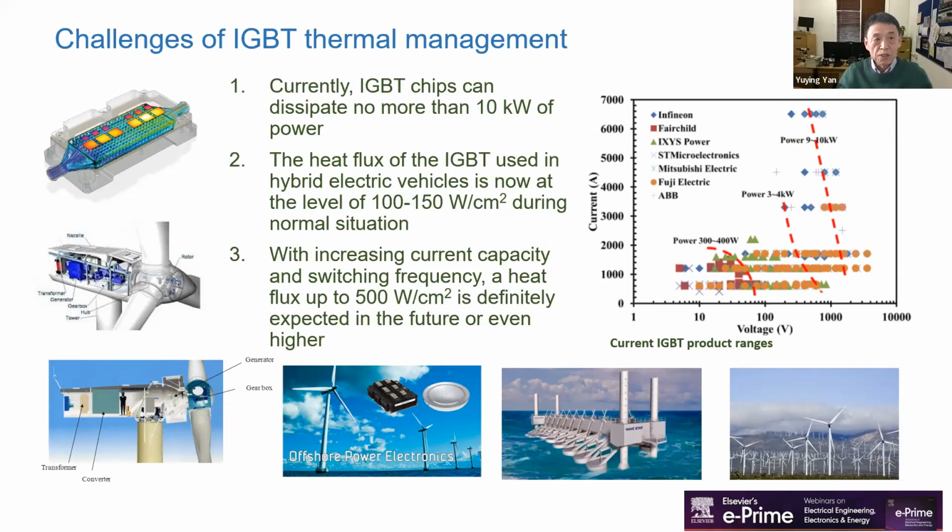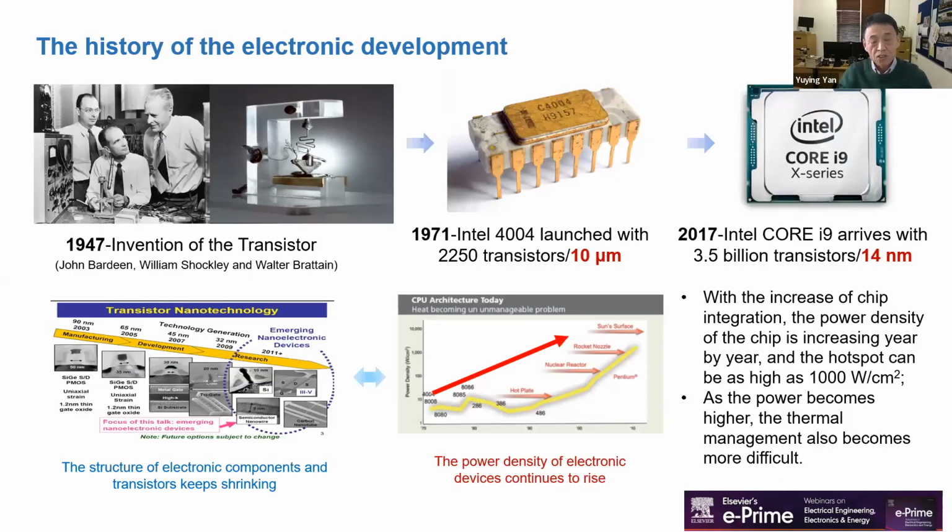However, with the increase in the capacity of electric current and the switching frequency, a heat flux of 500 watts per square centimeter or even higher will certainly be expected. So when we talk about electronic development and thermal management, we have to briefly review the history of electronic development.